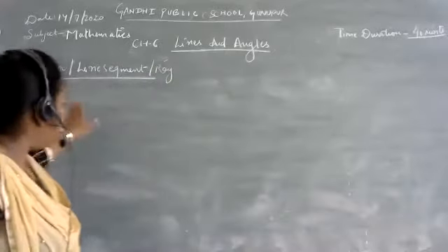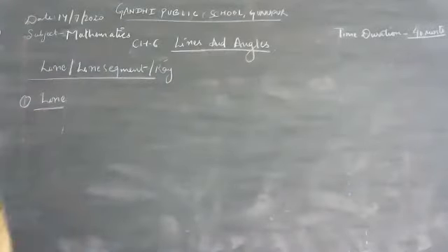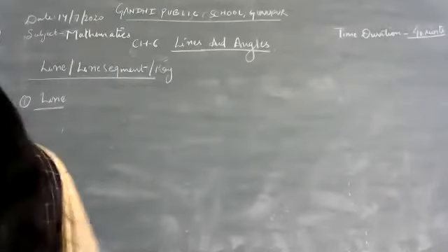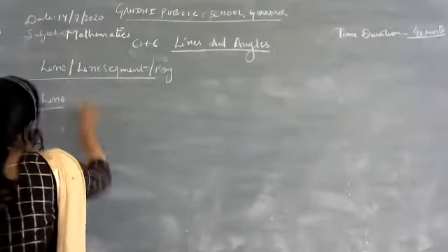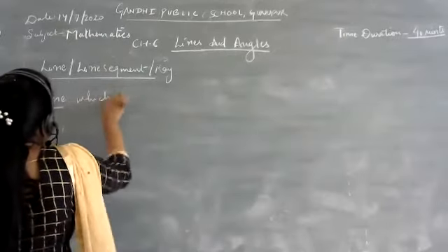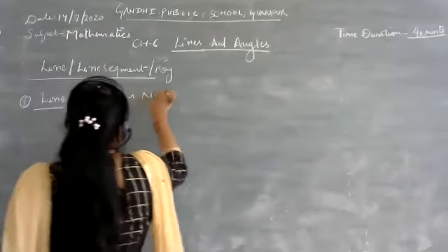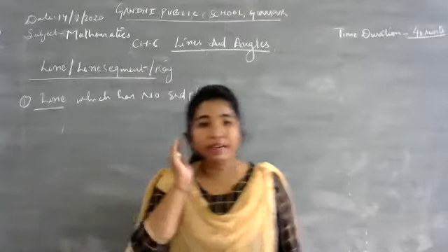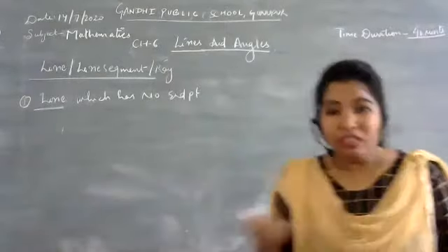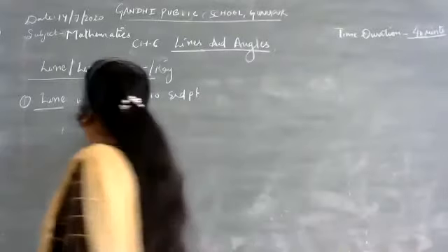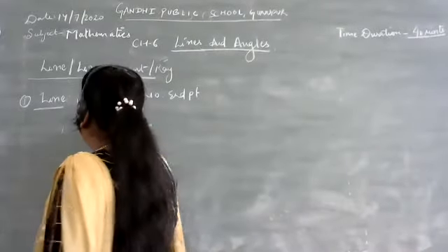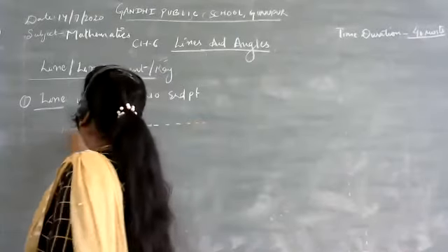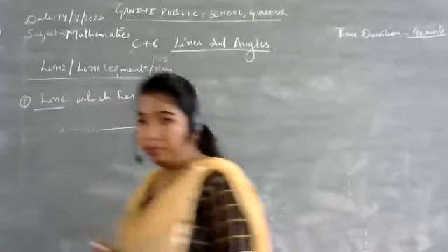First of all, let us learn about line. A line has no end point, and it can be extended in both directions. Or you can say it is a piece of a segment which can be extended in both directions. This is all about a line.